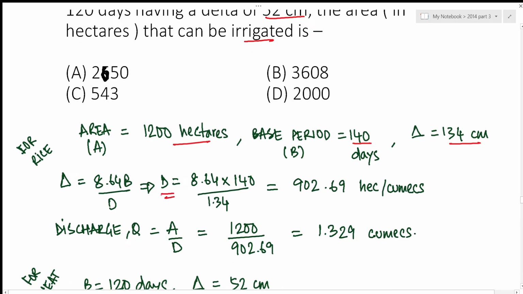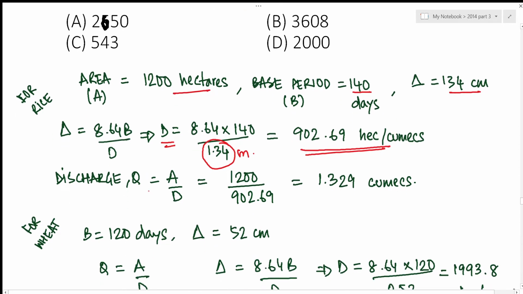You know delta is equal to 8.64 B by D. So D is equal to 8.64 B, which is 140, by delta, which here is 1.34 in meters. So the duty comes out to be 902.69 hectares per cumec. Also, the discharge is calculated as A by D. You know area is 1200 hectares and the duty we have found out is 902.69. So the discharge comes out to be 1.329 cumec.